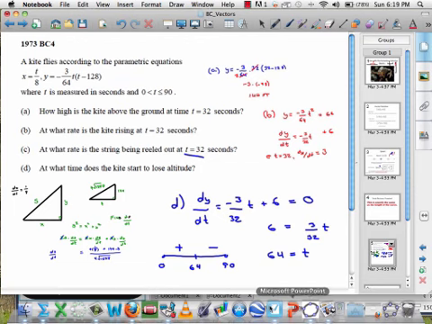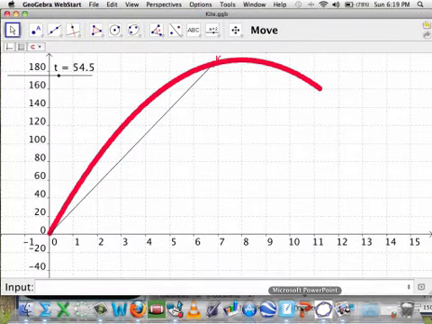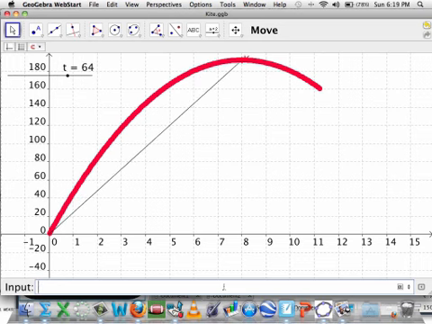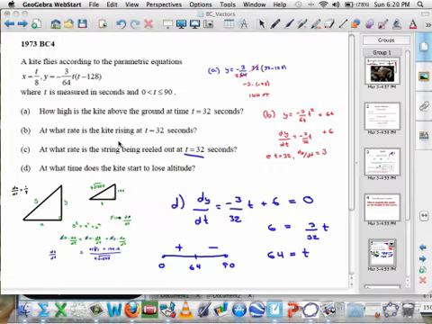If I type in t equals 64, okay, that looks like the maximum value, and we started to lose altitude after that moment. Let's take a look at least some parts of another one here.